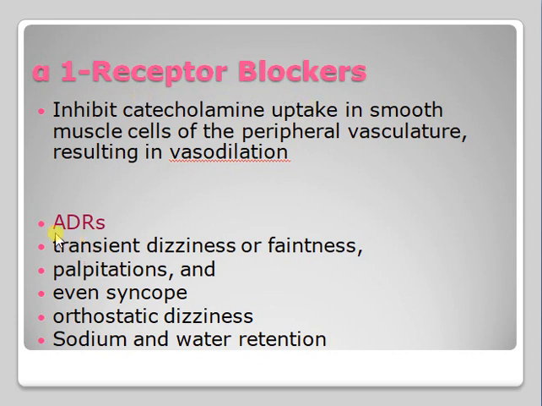Here are some adverse effects associated with alpha 1 receptor blockers. They oppose the effects of sympathetic tone activation, so if we use these drugs excessively, or if toxicities are associated with them, they will produce symptoms related to that. The effects are transient dizziness, faintness, palpitation, even syncope, orthostatic dizziness, and sodium and water retention.